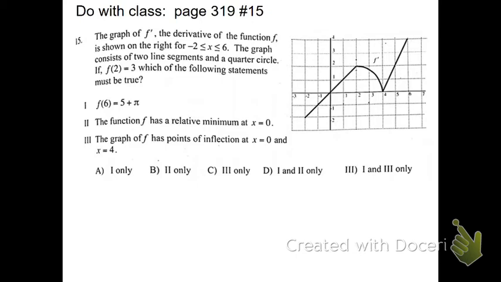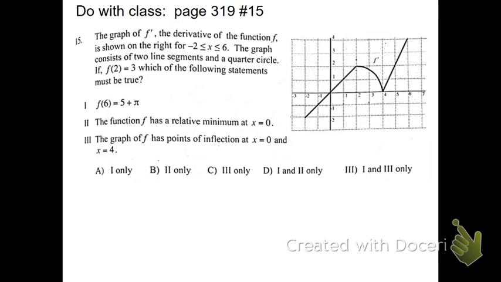Okay, so on this one, you're going to need your formal definitions. I want you to recognize that this is an f prime graph. This is really not new information. It's just a chance for me to do one that's similar to an AP question. Now, pay attention to this.